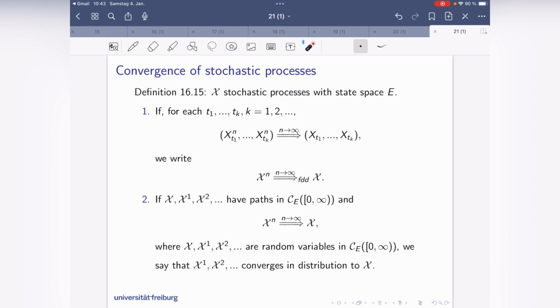But how do we show convergence? Well, what we would have to do is we would have to take bounded continuous functions of these continuous functions. And we would have to prove that the expectations of these bounded continuous functions converge. And that's pretty hard. There must be simpler ways.